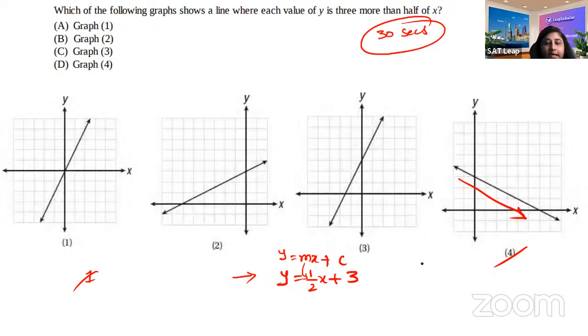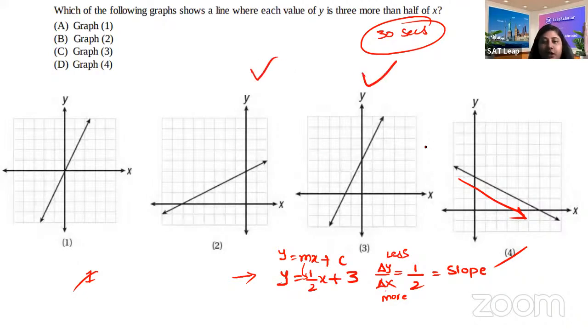How? You see, the slope is 1 by 2, correct? It means change in y with respect to change in x. Change in y is a less number, change in x is a more number. Numerator less number, denominator more number. It means the line will be more inclined to the x-axis than the y-axis. In these two options, where the line is more inclined to the x-axis than the y-axis, it is the second option, right?